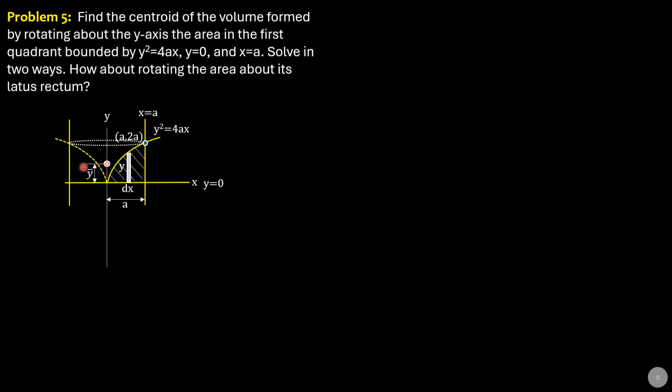Then when revolved about the y-axis, this vertical strip will generate a cylindrical shell. The distance of the centroid from the x-axis is 1/2 of y. Y sub c is y over 2, while its distance from the y-axis is just x. X sub c is just x, as shown. So the differential volume, this is the cylindrical shell, and the dimension would be as shown, x, and the height y, thickness dx.